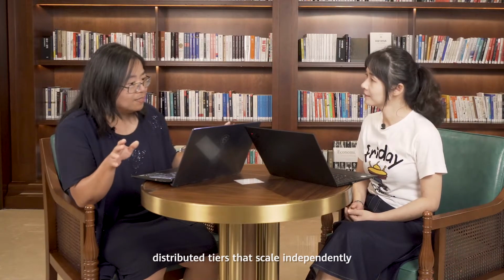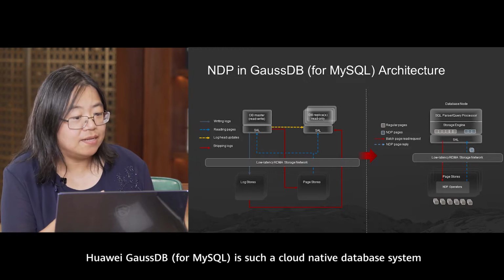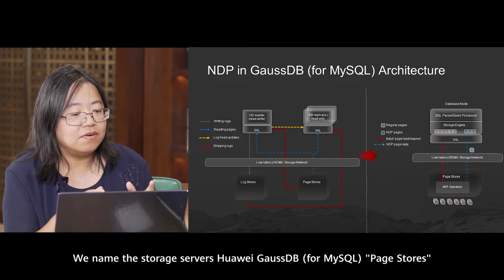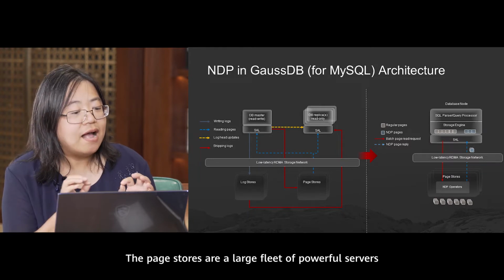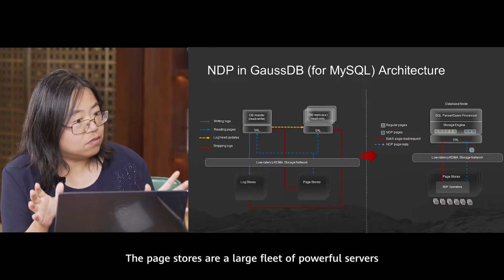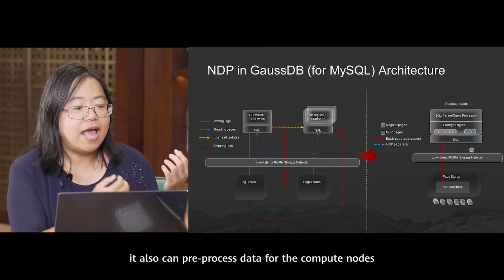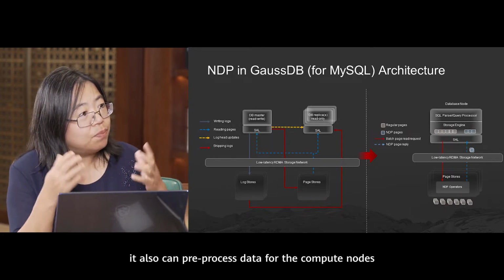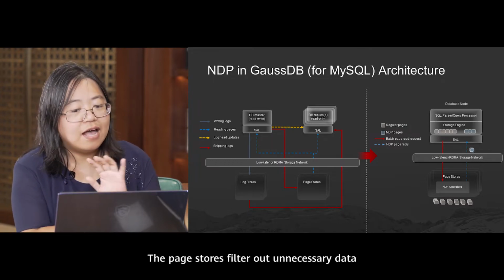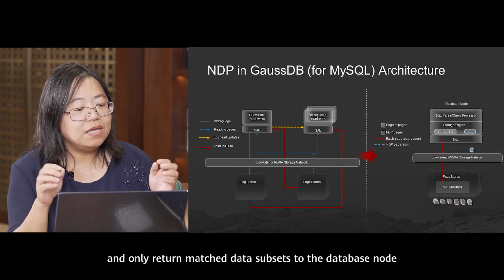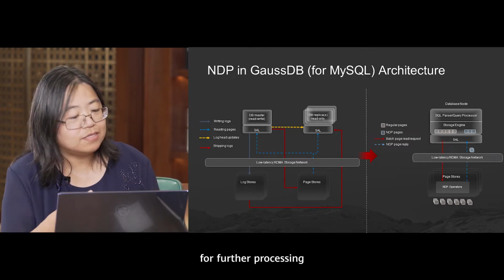that scale independently. Huawei GaussDB for MySQL is such a cloud-native database system. We named the cloud servers Huawei GaussDB page stores. The page stores are a large fleet of powerful servers. In addition to serving data to compute nodes, it also can pre-process data for the compute nodes. The page stores filter out unnecessary data and only return matched data subset to the database nodes for further processing.